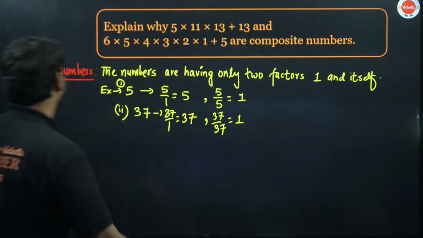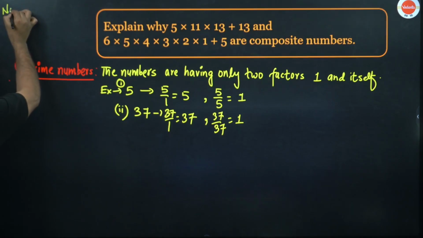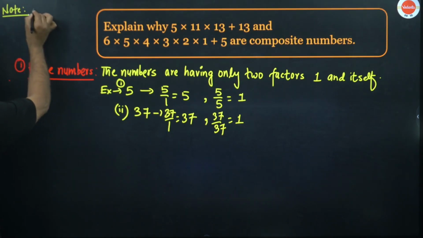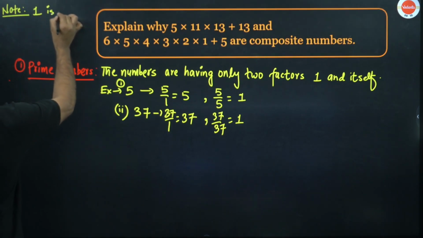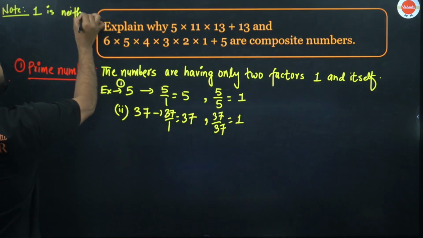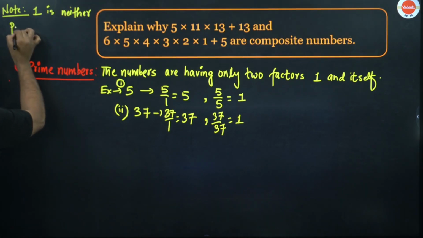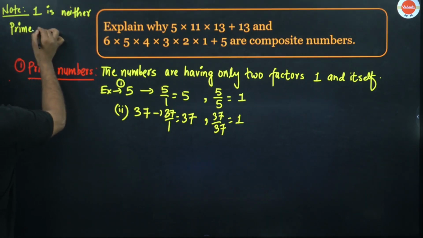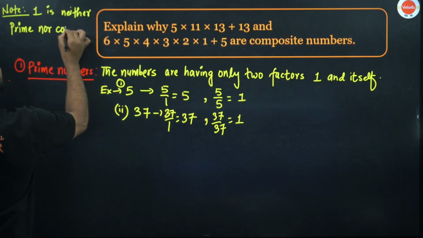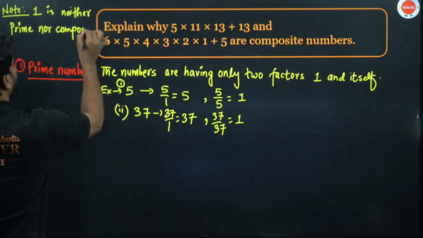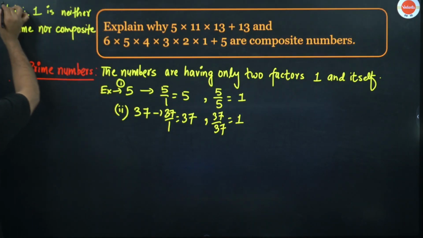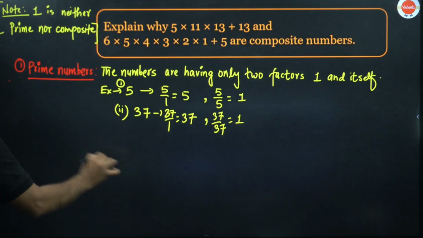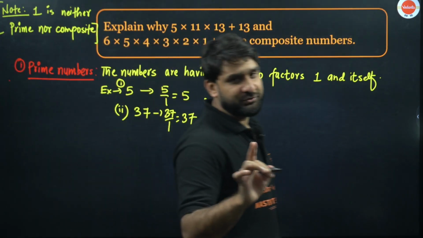So my dear champion, please note this. Note, 1 is neither prime nor composite. Please, champion, this is the exception with 1. 1 is neither prime nor composite.